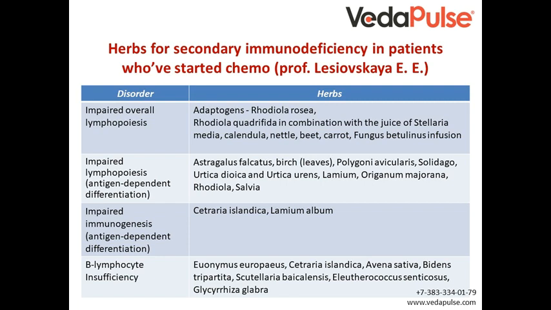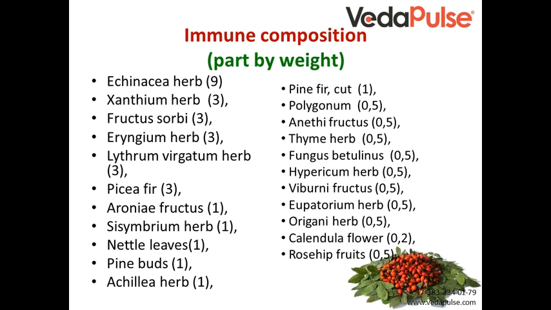For example, we may use adaptogens such as nettle, rhodiola, astragalus, and many others. Also, our colleagues, such as, for example, Professor Gardeev, suggest the usage of a special immune composition that also has anti-tumor effects and would help to support the patients during the cold seasons. The core plants of these compositions are echinacea, xanthium, fructus sorbi, lythrum, eryngium herb, nettle, millefolium, and many others.